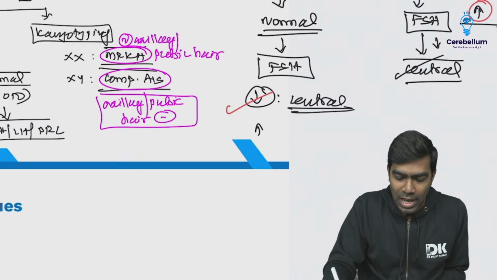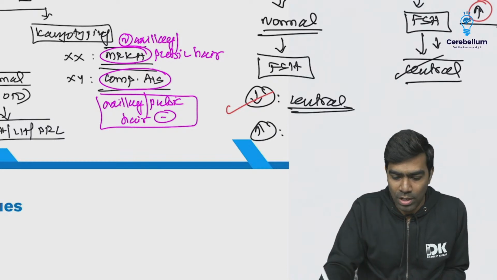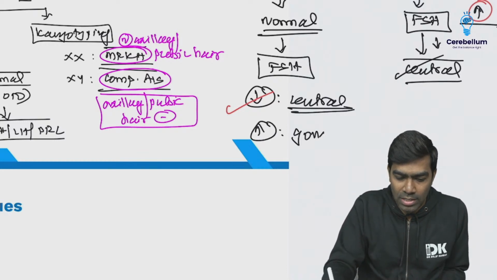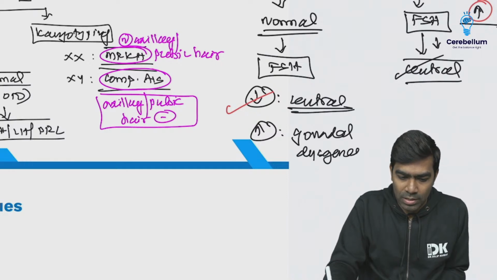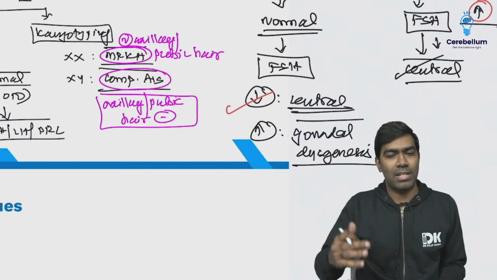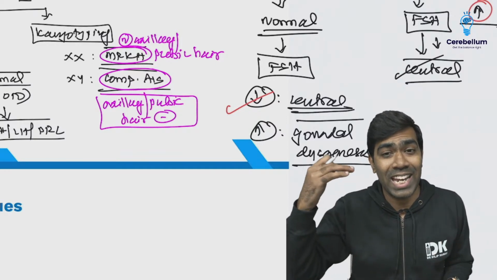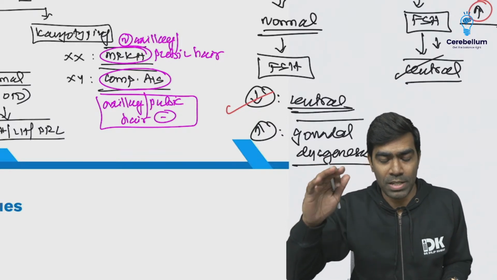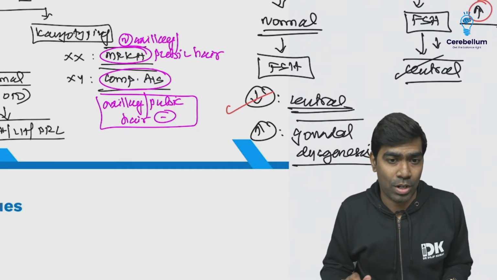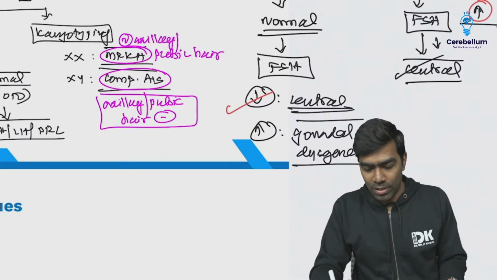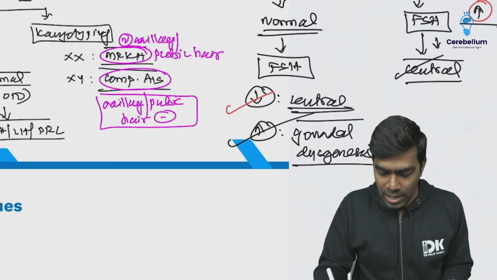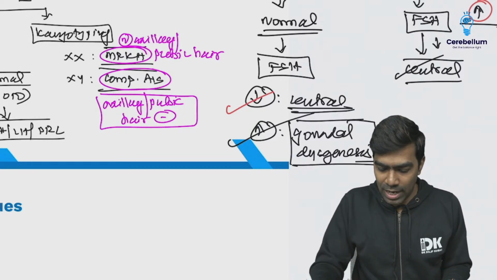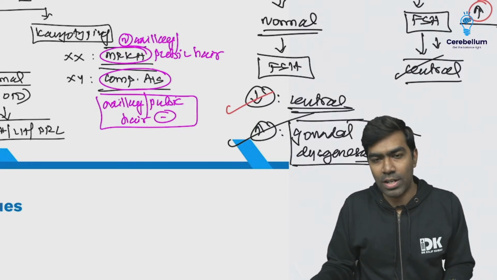If the FSH is high, this is a very important point. It indicates gonadal dysgenesis. Somebody is answering PCOD. PCOD is a cause of secondary amenorrhea. I repeat, PCOD is a cause of secondary amenorrhea. It's not primary amenorrhea. So, gonadal dysgenesis. It could be either XX gonadal dysgenesis or XY gonadal dysgenesis.